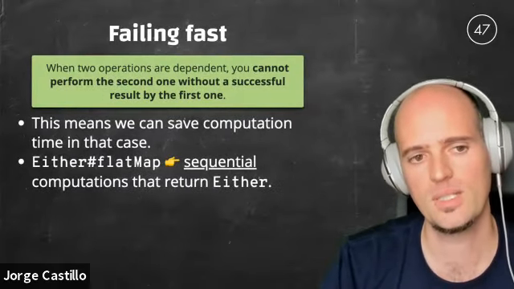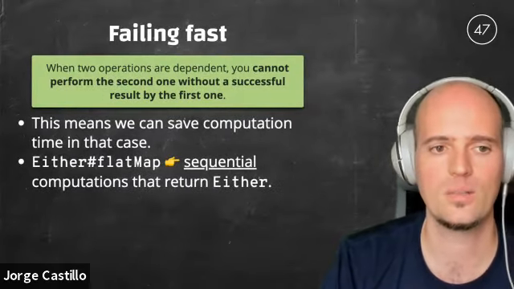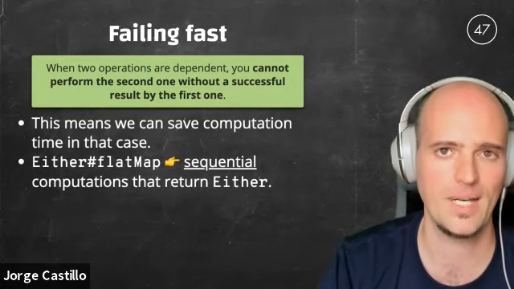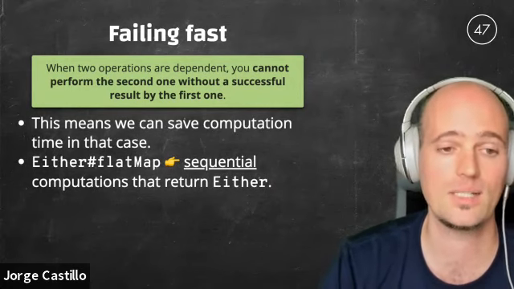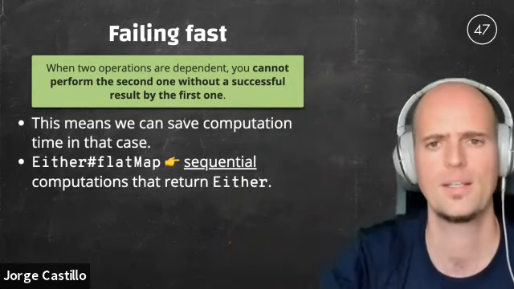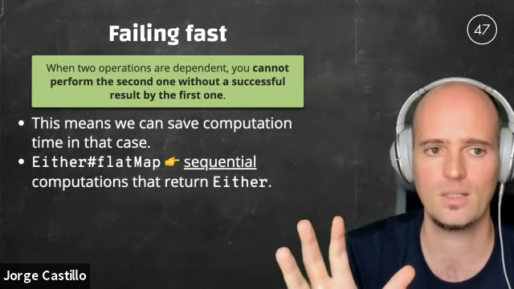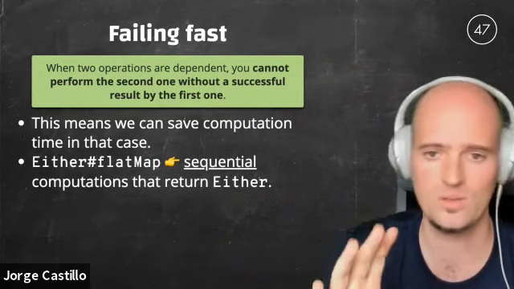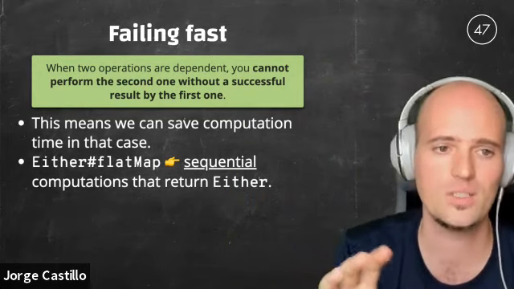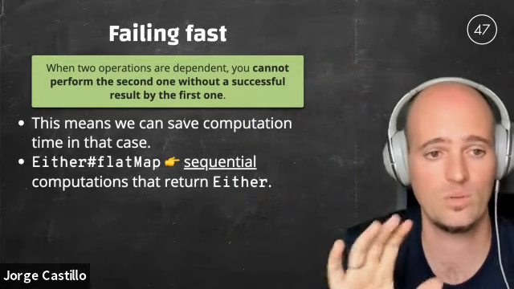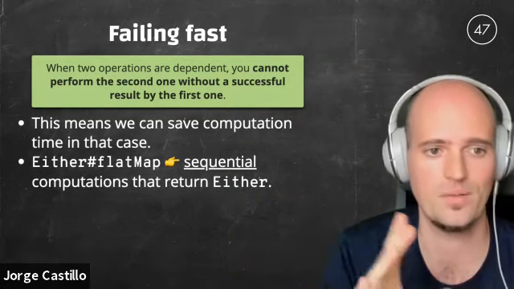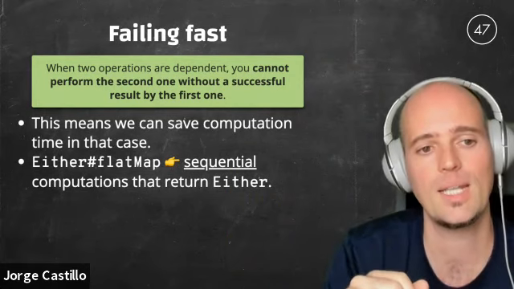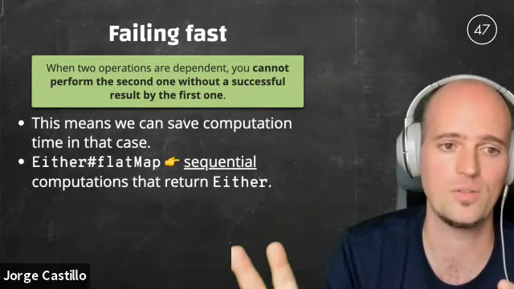This is where something important comes into play, this idea of failing fast or short-circuiting errors, and that's how Either flatMap works. If you have two operations and you need the result of the first operation to run the second one, you cannot really run the second one ever if the first one didn't succeed. So in that sense, you can save the computational time of the second one.